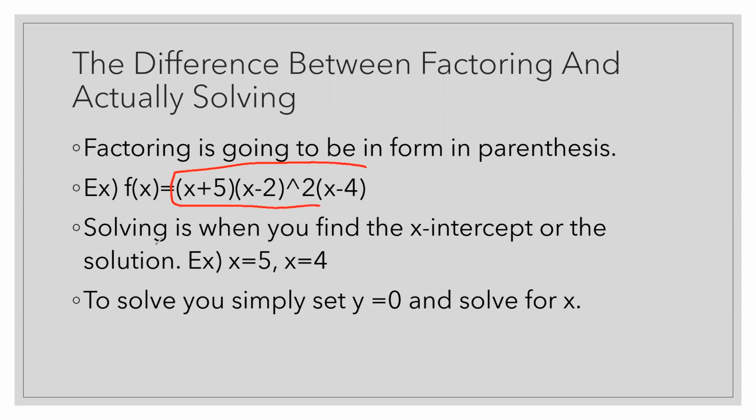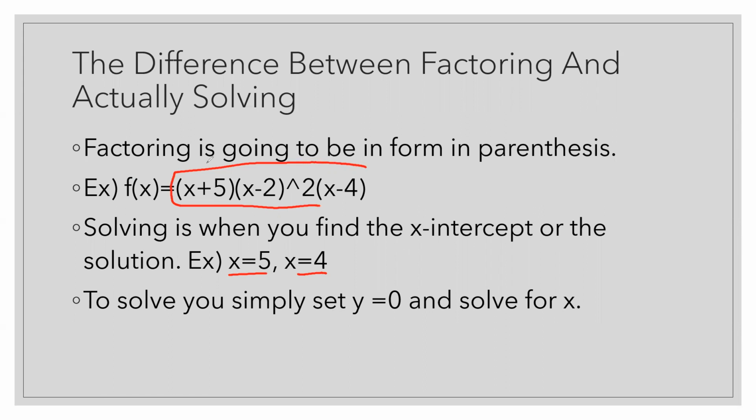And then when you're actually solving it, you're finding the x-intercept or the solution. For example, x equals 5, x equals 4. So when you solve for it, you're actually going to get a number. So now you know the difference. For factoring, your final answer will be in parentheses, and solving is when you actually get an x value. It's just an extra step. Once you have it in factored form, you can find the solution, or the actual x-intercept. You simply set y to 0 and solve for x.